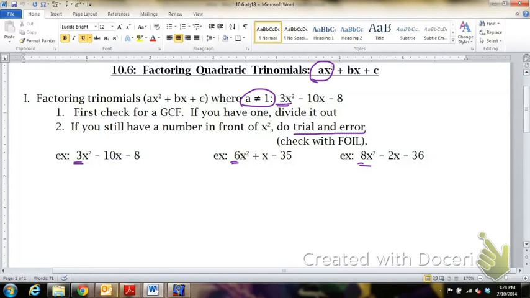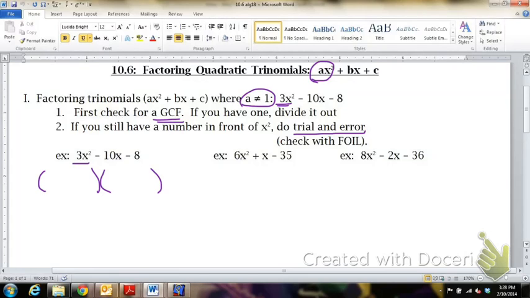Okay, so we're still going to do the same sort of rules, but it's going to get a little tricky. First, always check for a GCF, a greatest common factor. If you do that, it can make your life a whole lot easier because you might actually be able to divide out the number in front of x squared, and then you can factor it the old way. But for the first one, 3, -10, -8, there's nothing other than 1 that goes into it. So I'm going to go straight to some parentheses.